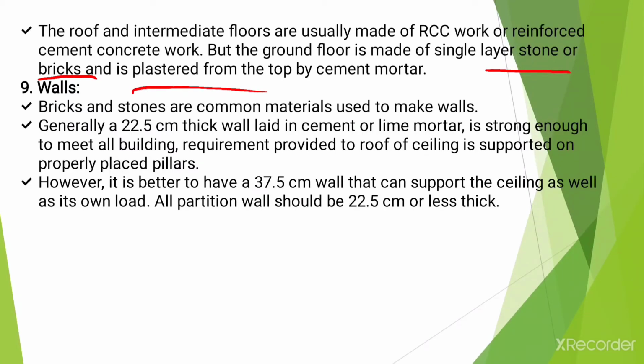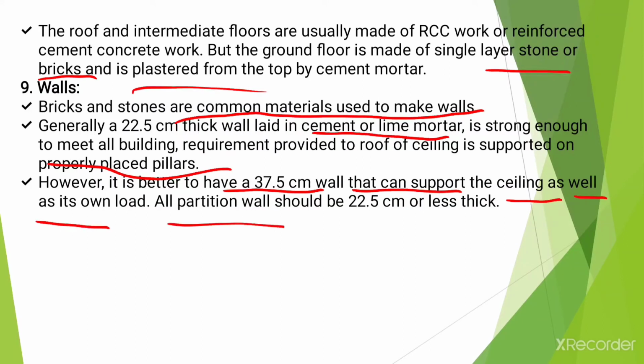by cement mortar. For the walls, bricks and stones are the common materials used, and generally a 22.5 centimeter thick wall laid in cement or lime mortar is strong enough to meet all the building requirements, provided the roof or ceiling is supported on properly spaced pillars. However, it is better to have a 37.5 centimeter wall that can support the ceiling as well as its own load. All the partition walls should be 22.5 centimeters or less thick.